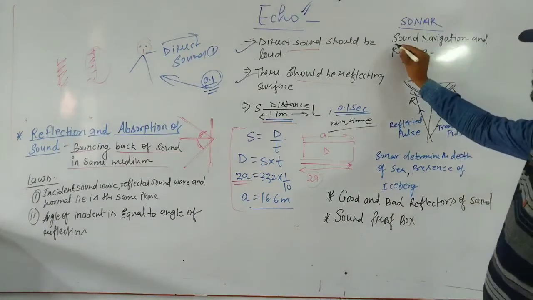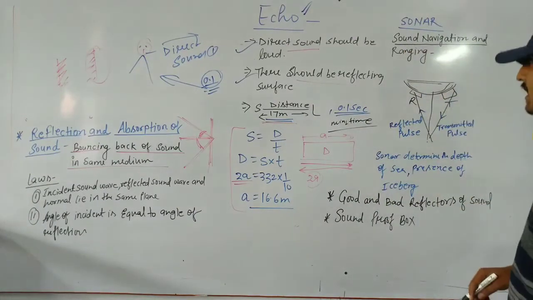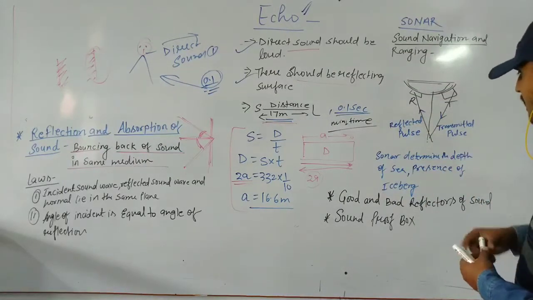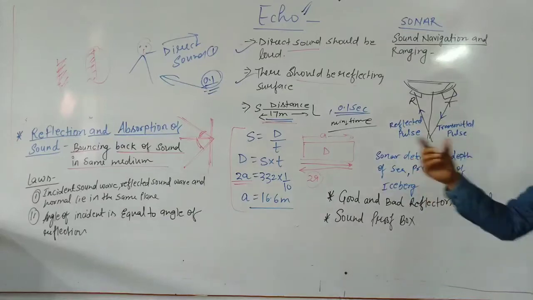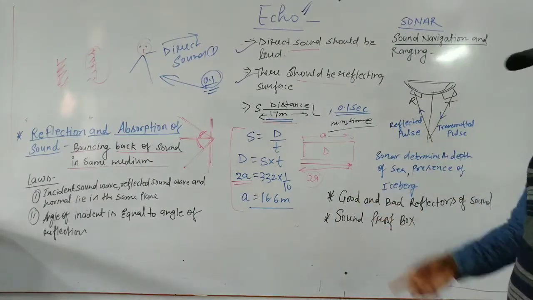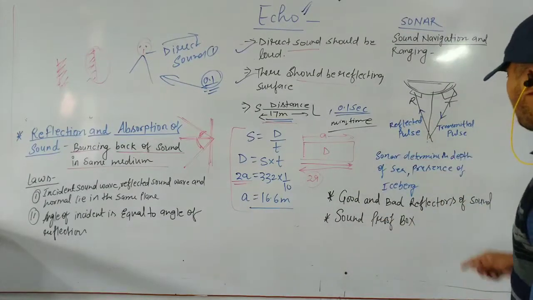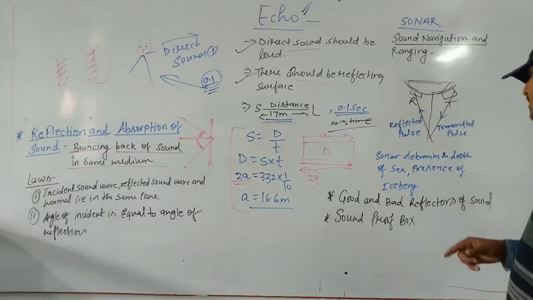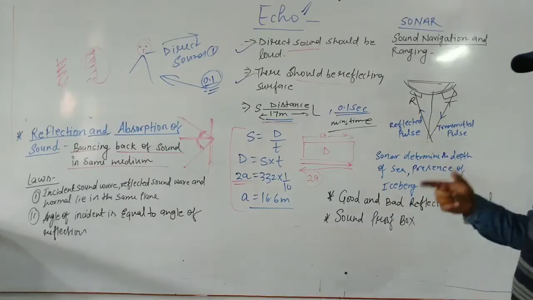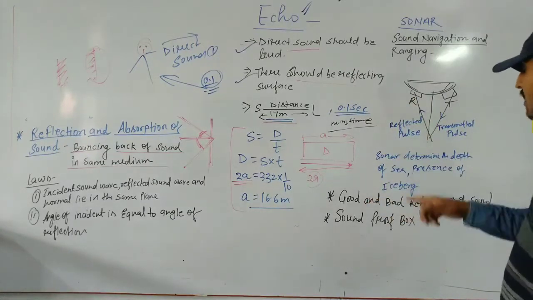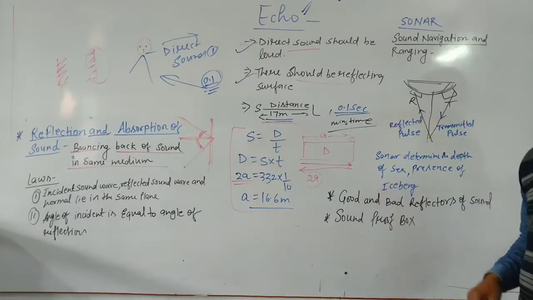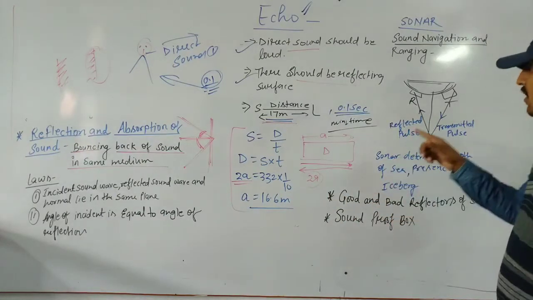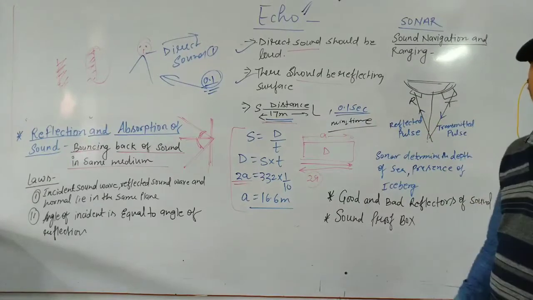Sonar is sound navigation and ranging. It is a device used by ships for navigation. It is used to detect obstacles coming in the sea, such as depth. It can calculate the depth of the sea. It can detect the presence of icebergs, different types of obstacles, or different water animals by this sound navigation and ranging.